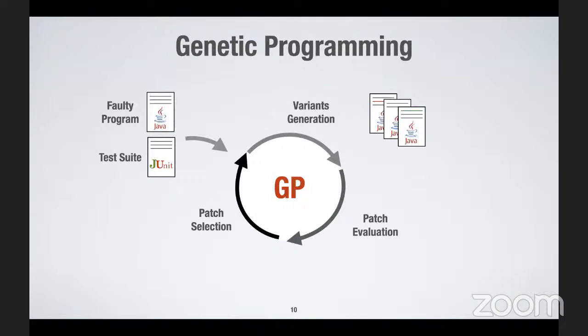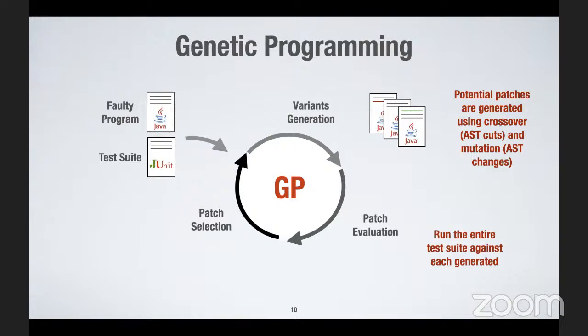The idea is to generate variants, and these variants are identified by applying fault location to determine the possible locations of the bugs, and applying mutation, for example using crossover, which is basically cutting the AST into subtrees and applying mutation. When the patches are generated, they are executed against the test suite, and the quality of the patch is evaluated depending on the number of failing tests. Better patches are those that minimize the number of failing test cases. If the process continues in a loop, then we will hopefully have a patch that is test adequate, which means that it makes all tests pass successfully.